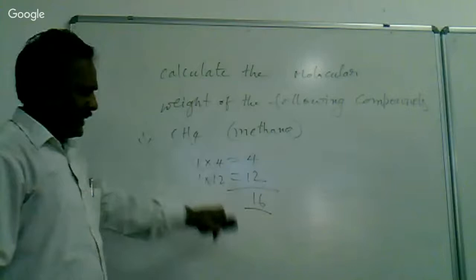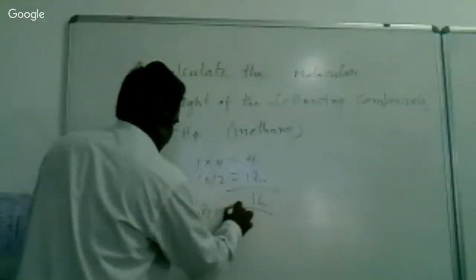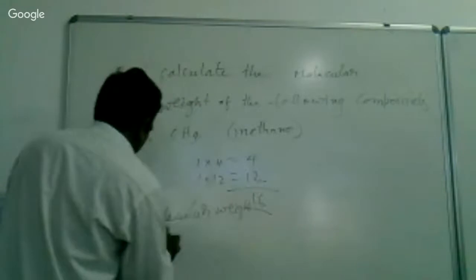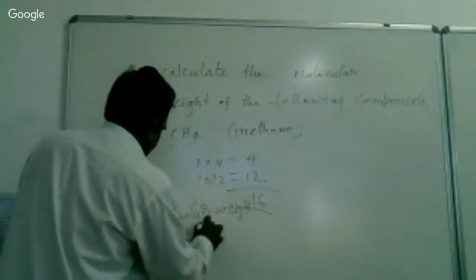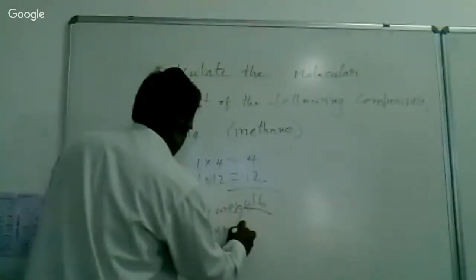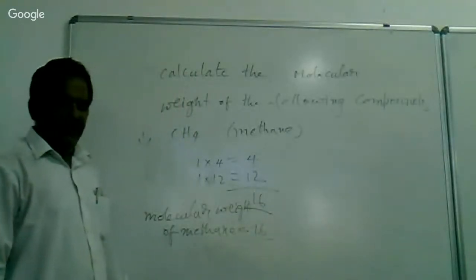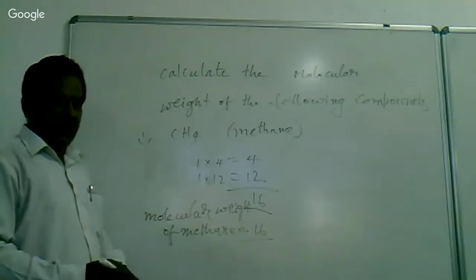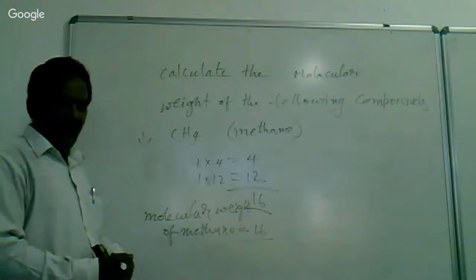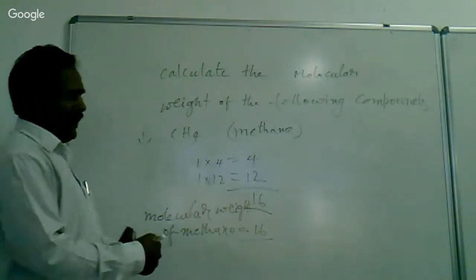Molecular weight of methane is equal to 16. So in other words, we can say that molecular weight is the sum of the atomic weights of all the constituent atoms present in the molecule. We can calculate the molecular weight of various compounds which we generally come across in the laboratory.